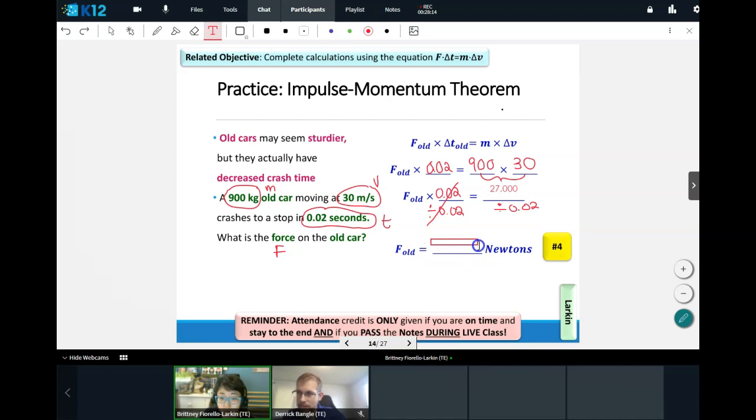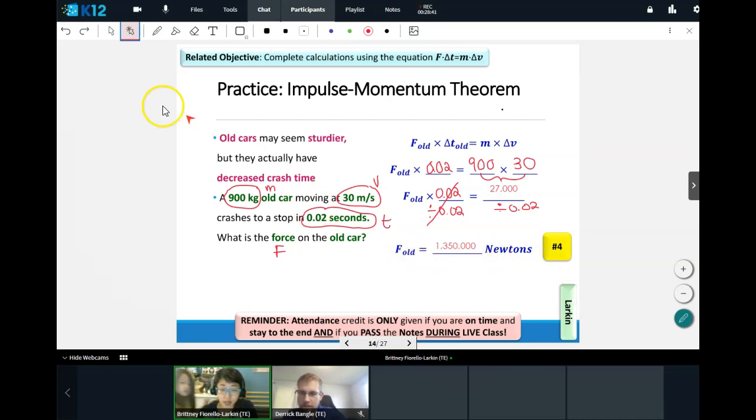All right. So 1,350,000 newtons. Just off the top of your head, do you think this is a big or small force to experience in an old car when it's in a crash? Is this going to be a big or small force that you're experiencing? Yeah, it's a big, big force, all right? We're going to compare it to a new car in just a moment, which you'll still experience force in a new car when you're in an accident, but it's going to be a little bit different.